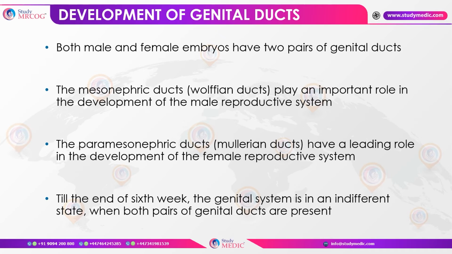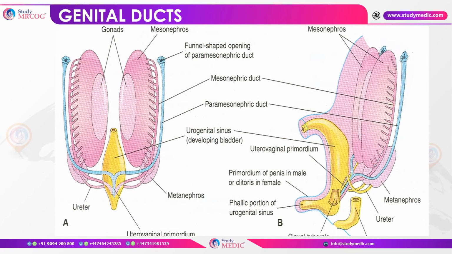Now till the end of week 6, there is going to be an indifferent stage in the genital system. That is, both ducts will be present. So the dependence on this SRY gene and the determination of whether it's going to be a male or the female will determine which of these ducts are going to be present and which is going to be absent.